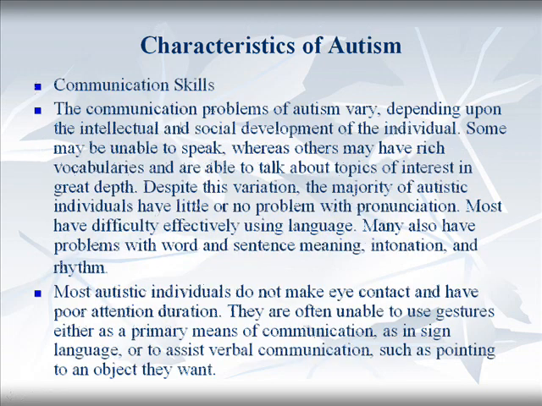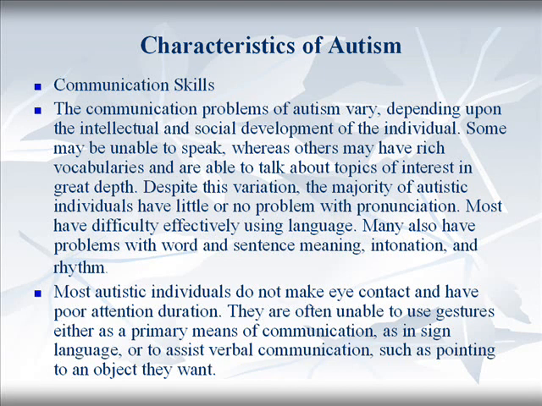Communication skills. The communication problems of autism vary depending upon the intellectual and social development of the individual. Some may be unable to speak, whereas others may have rich vocabularies and are able to talk about topics of interest in great depth. Despite this variation, the majority of autistic individuals have little or no problem with pronunciation. Most have difficulty effectively using language. Many also have problems with word and sentence meaning and intonation and rhythm.